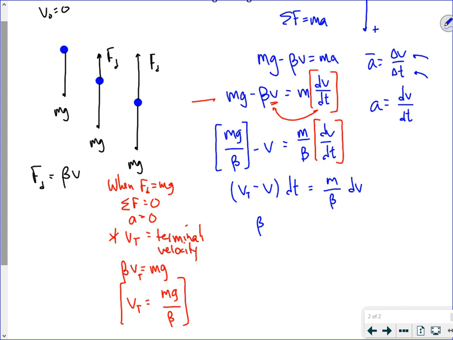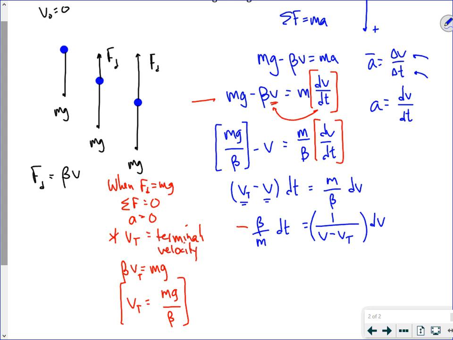Let's see, so this goes that b over m dt. Now instead of vt minus v, since v is the thing I'm integrating, I'd rather have v be positive. So I'm going to make that v, well first of all, I've got to divide both sides by this thing. I'm going to make it v minus vt, which means I just took the negative of each of these terms. So really I put a negative here to account for that. And I'm integrating this side dv.